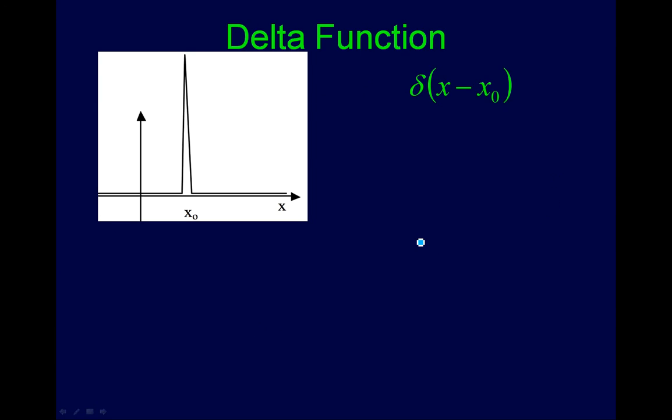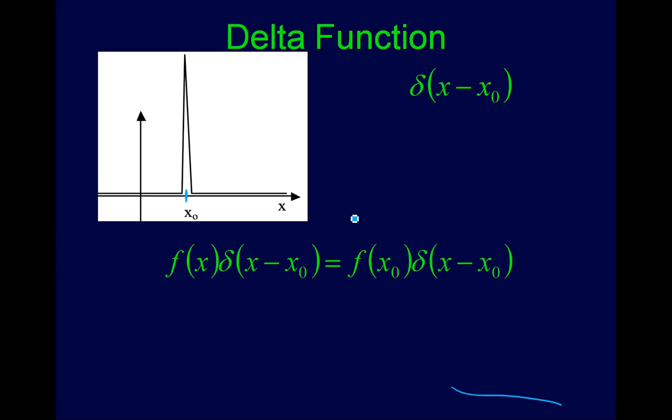And what we can also do is move it over. So if I say the Dirac delta function of x minus x0, it's exactly the same thing. It's just now centered at x0 instead of at 0. And the one thing about this is we have this sort of relationship here.